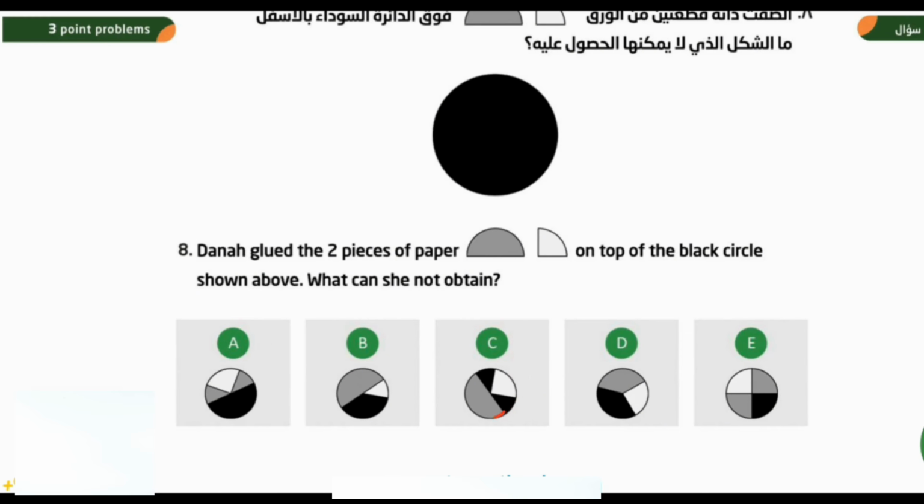Here she put the gray in this place and the white in this place. So also this one is correct. Now here she put the gray at first, like this, and then the white. So also this one is correct. Now this one cannot be correct because here the gray semicircle is divided into 2 parts like this, and this is not correct. So E is not the correct answer. So we should select E here.